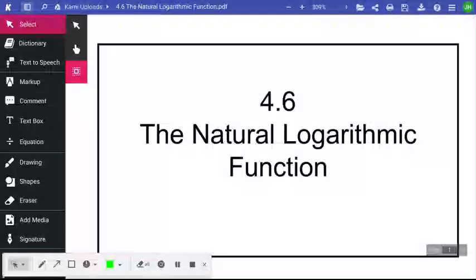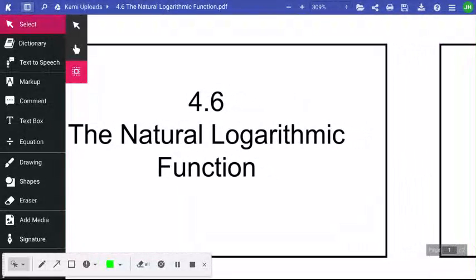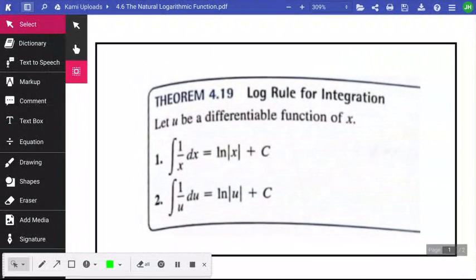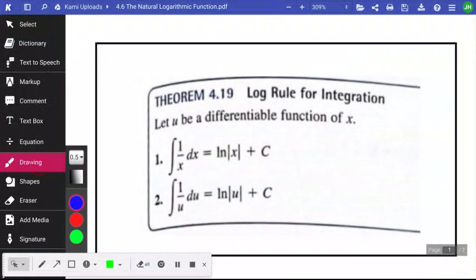So we're doing 4.6, the natural logarithmic function. We're looking at the log rule for integration. The antiderivative of 1 over x dx is equal to natural log of absolute value of x plus c. If you recall, when we did derivatives, the derivative of natural log was 1 over x, and so logically that makes sense. If we're antideriving, it goes reverse.